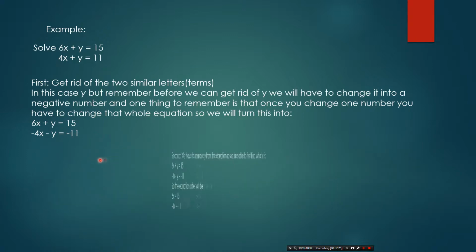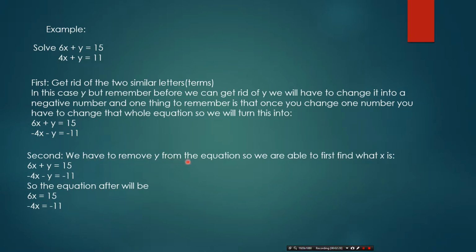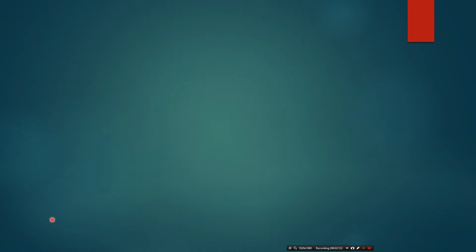Then we have to remove y from the equation, so we are able to find what x is first. This is before you remove y, and this is after. So y is gone, plus y and minus y cancel, and it's going to be 6x minus 4x equals 15 minus 11. So you basically cut the y out of this equation.